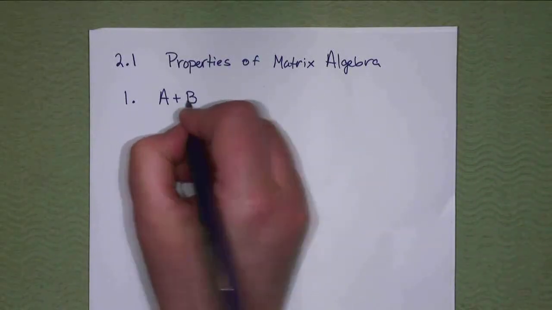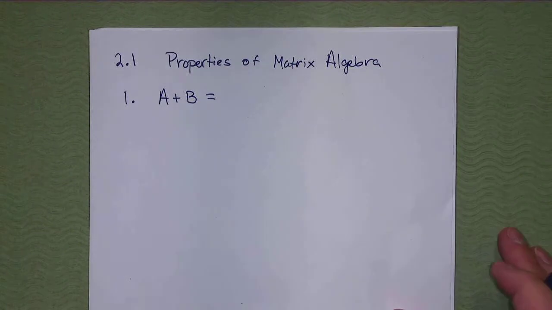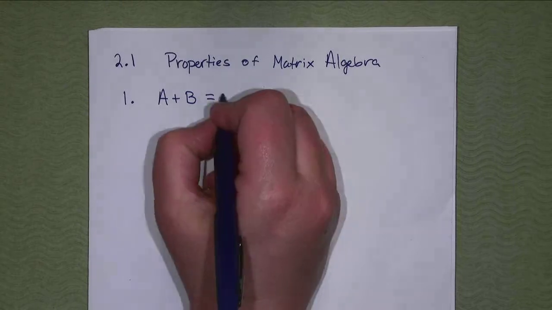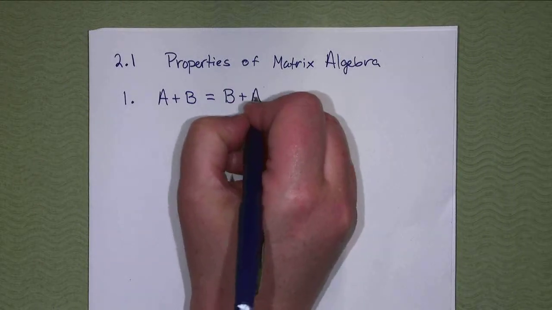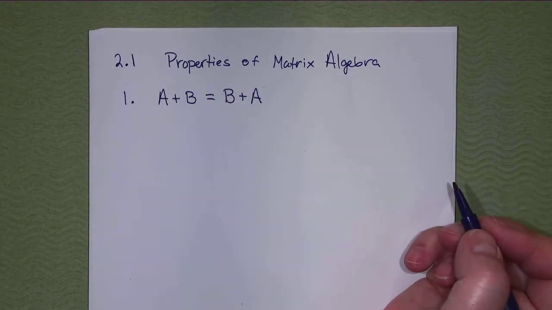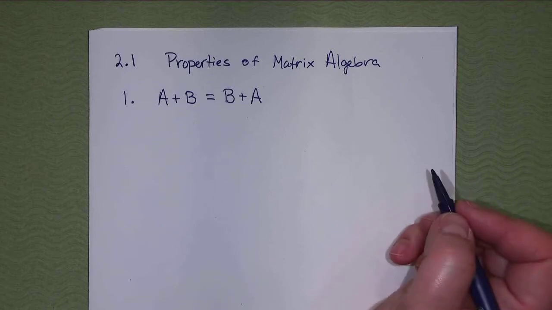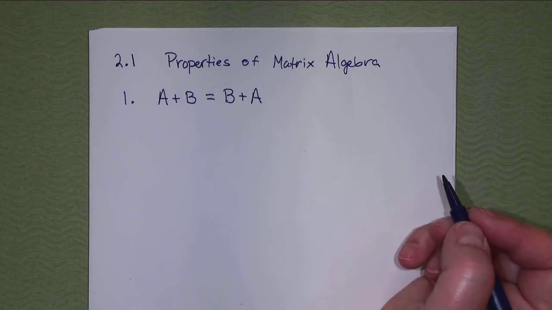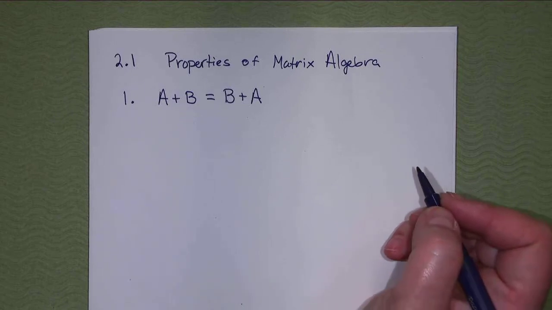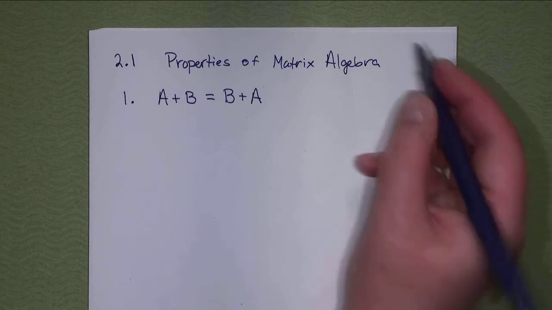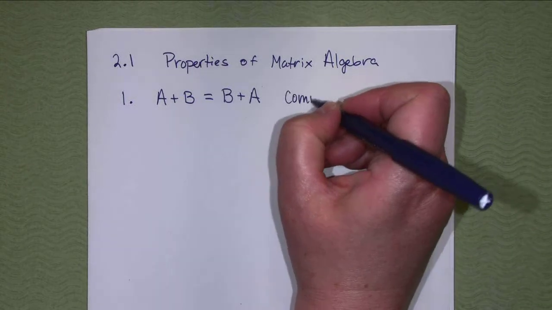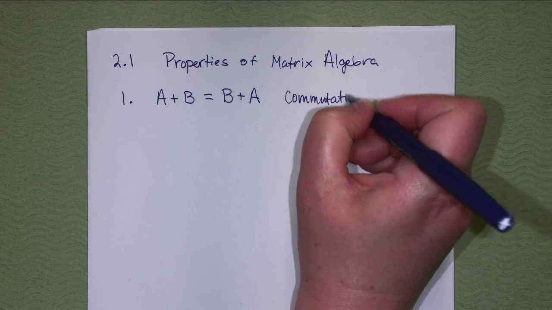so commutative property. So when we add matrices, can we add them both ways and get the same answer? What do you think? Yes. Right, because how do you add matrices? You add the corresponding entries, so 5 plus 2 is the same as 2 plus 5, so that is commutative. So commutative under addition.